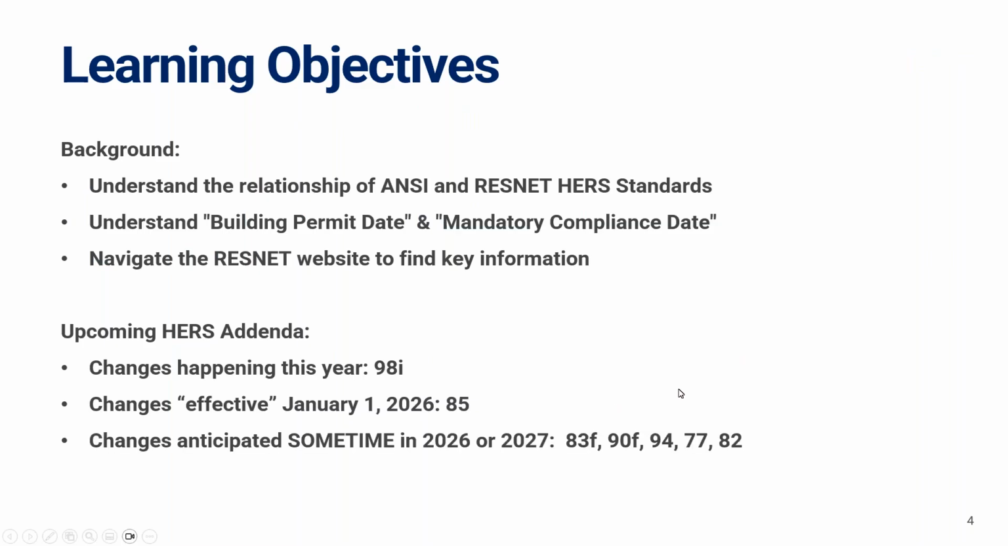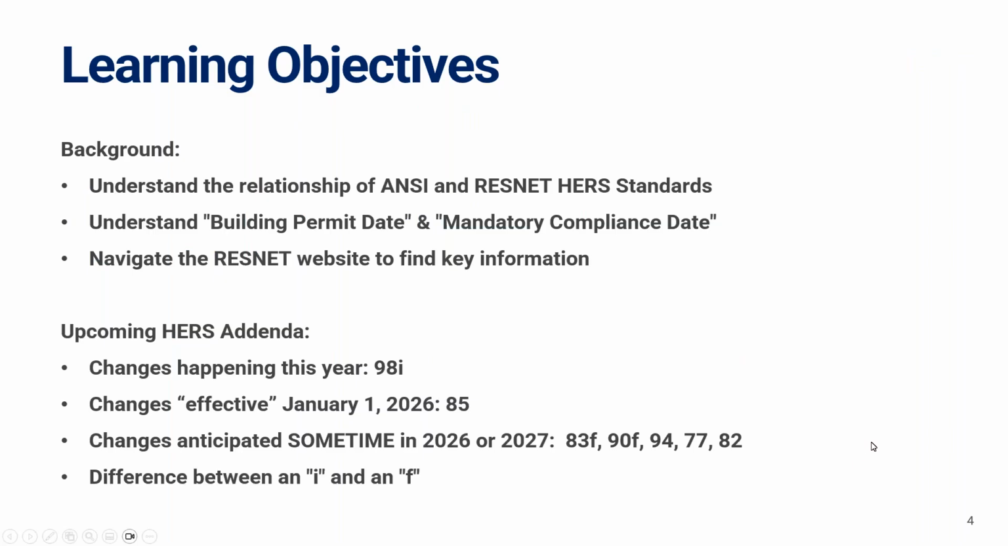You're going to see that there's a rhyme and reason to why those addenda were presented in non-numerical order. They are in chronological order in reference to how soon they would take effect and affect what you do. So 98 was listed first because I think that's going to affect you soonest, and then 85, and then this group that we don't actually know the precise date it's going to be required for compliance, but we will talk about that.